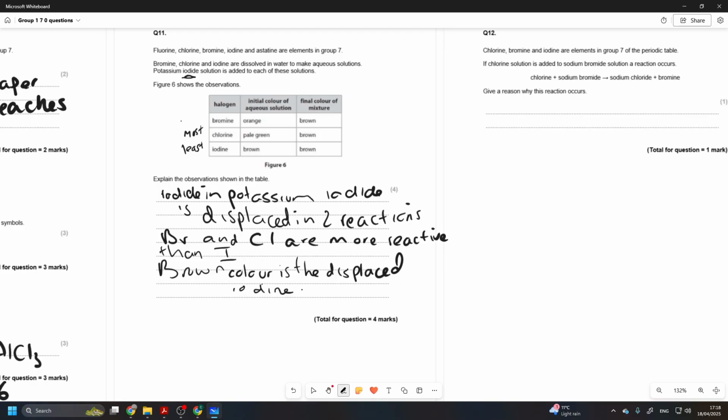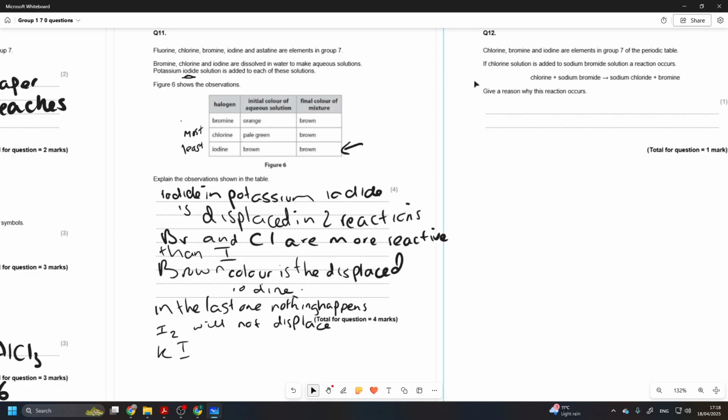Now, the last thing you've got to say is about this last one. In the last one nothing happens because I2 will not displace KI, because they're the same. They're the same thing. They're not going to react. They're not going to displace each other.